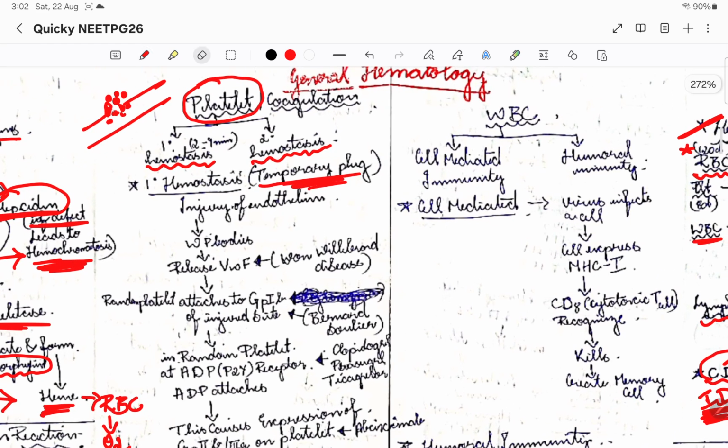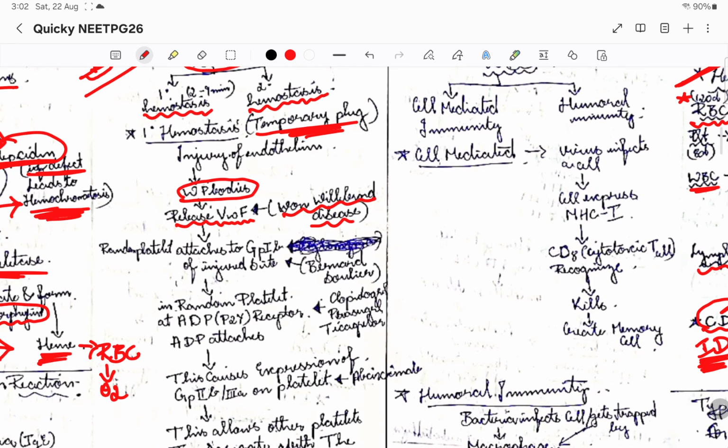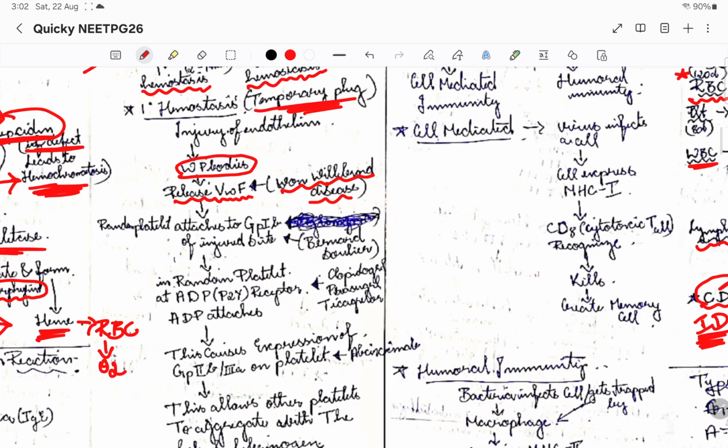Let us see how it happens. Suppose there is an injury to the blood vessel. Now there is an opening here, right? The injured endothelium will have WP bodies. These WP bodies start secreting something known as von Willebrand factor. Please remember these two things: WP bodies release the von Willebrand factor. After the release of von Willebrand factor, the random platelets start attaching to the GP1B at the injured site.